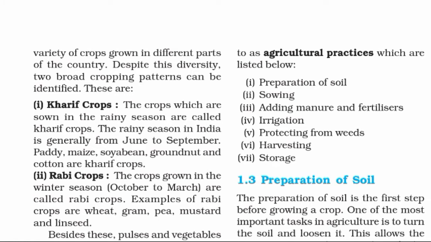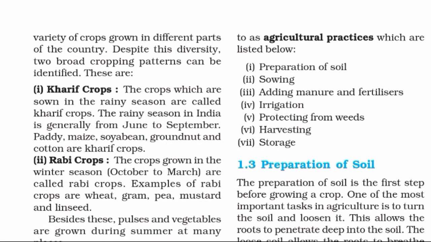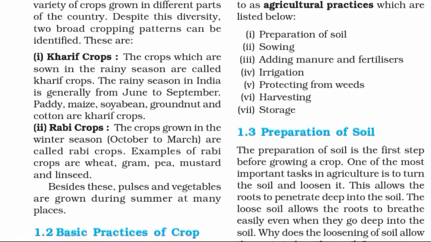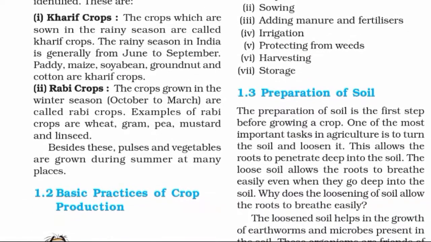These are: first, Kharif crops. The crops which are sown in the rainy season are called Kharif crops. The rainy season in India is generally from June to September. Paddy, maize, soybean, groundnut and cotton are Kharif crops.